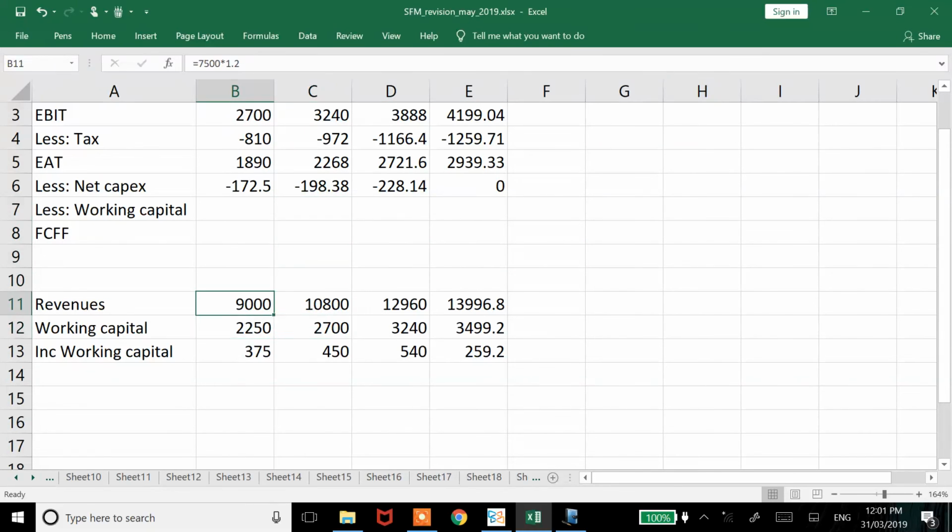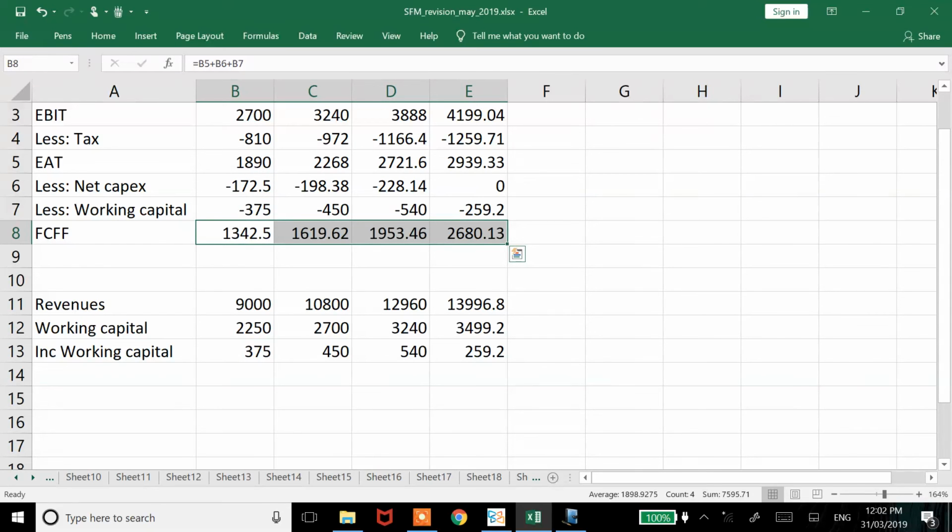The revenues number, I'm adding 20% to it. Working capital is 25%. And incremental working capital is this year's working capital minus the last year's working capital. Last year was 7,500 into 0.25. So this is also an outflow, and we get FCFF. The moment cash flow is calculated, the problem is almost over.